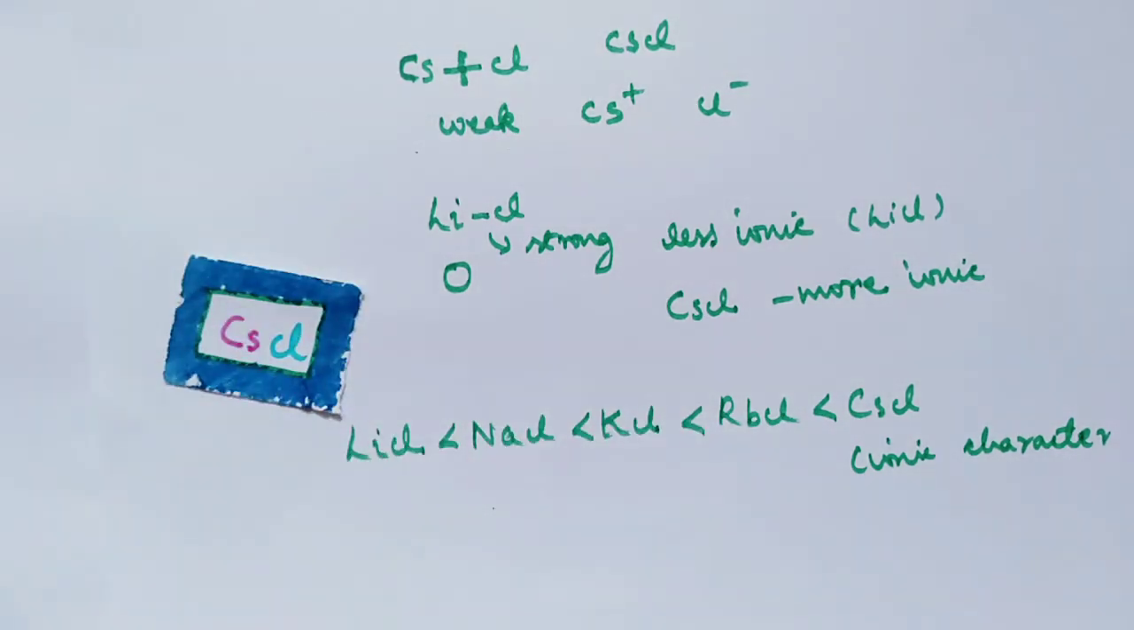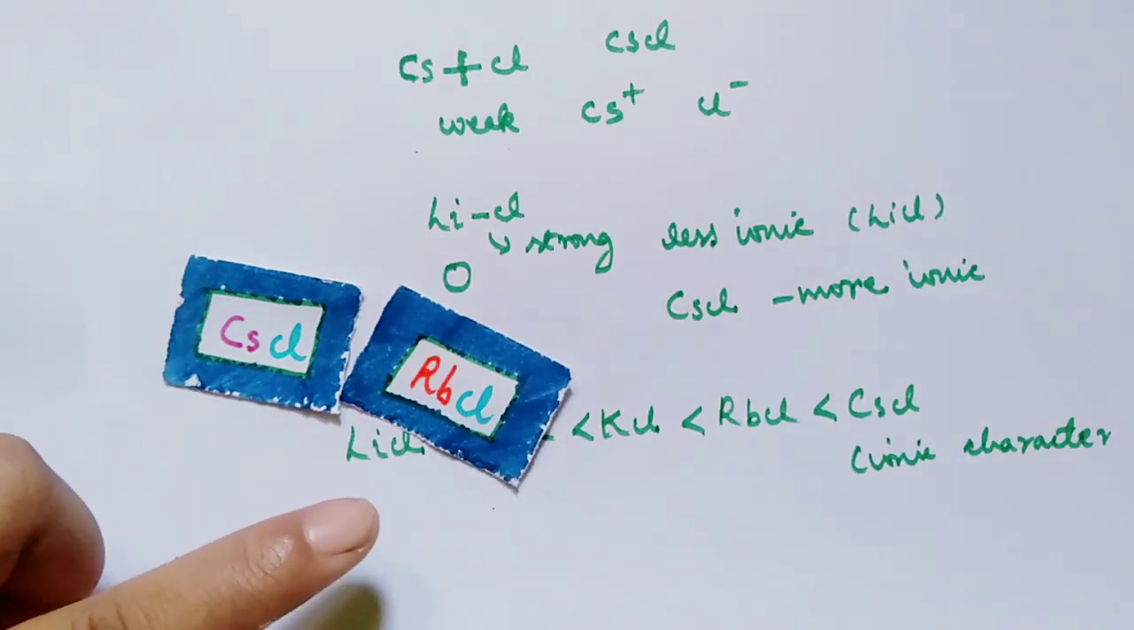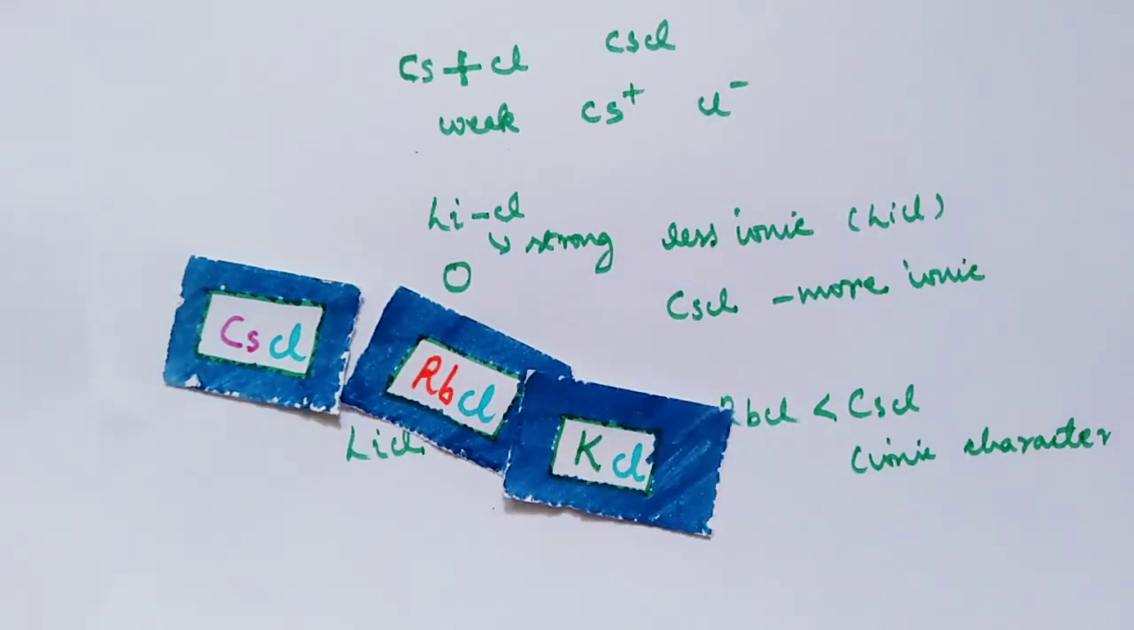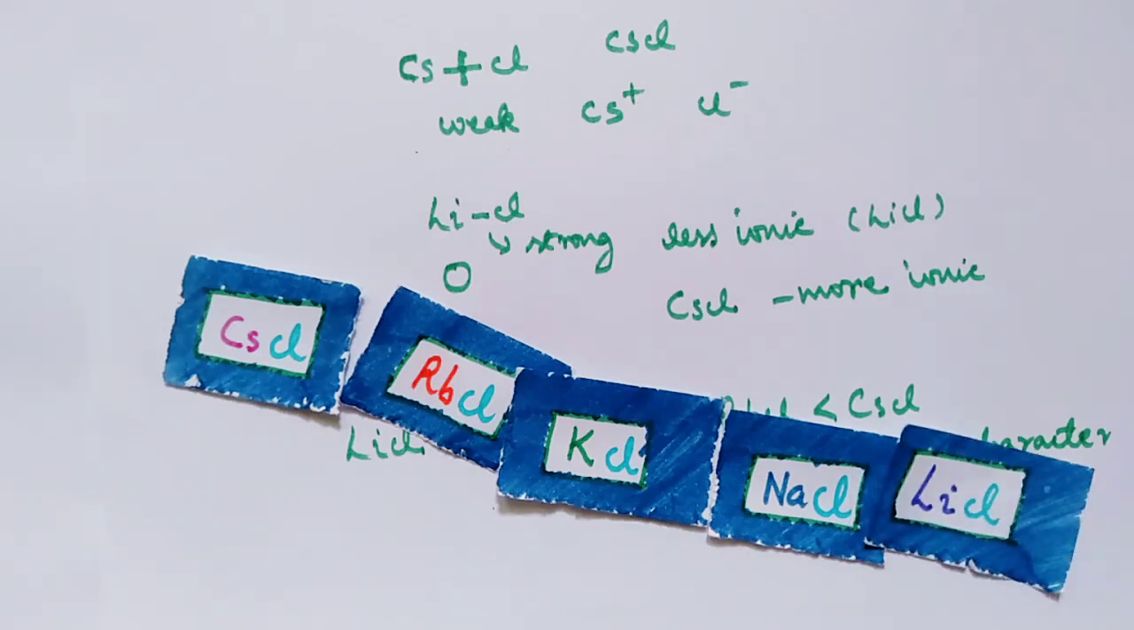This one is more ionic than rubidium chloride, and then rubidium chloride is more ionic than potassium chloride. Potassium chloride is more ionic than sodium chloride, and sodium chloride is more ionic than lithium chloride.